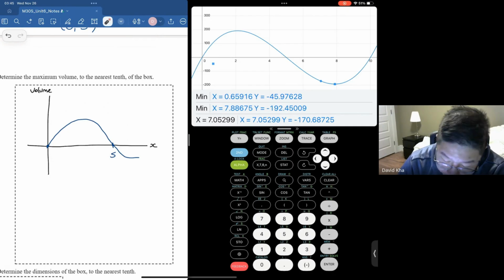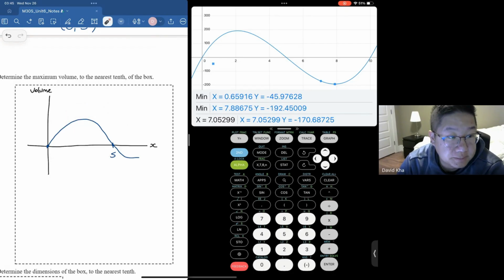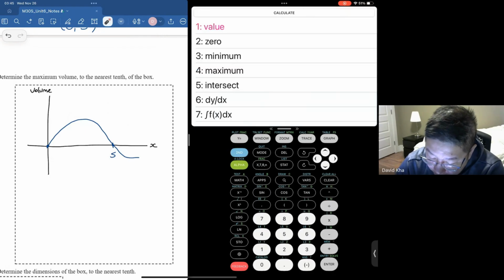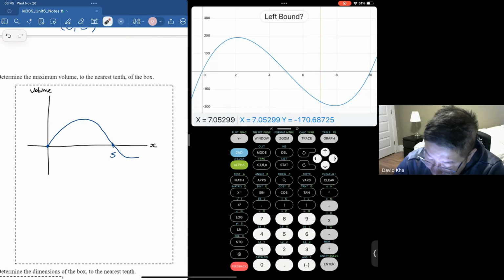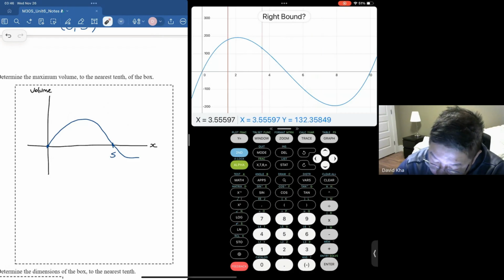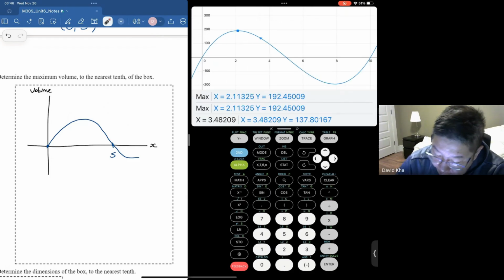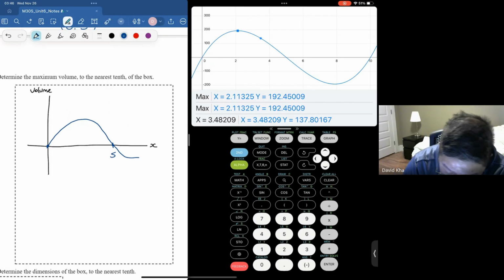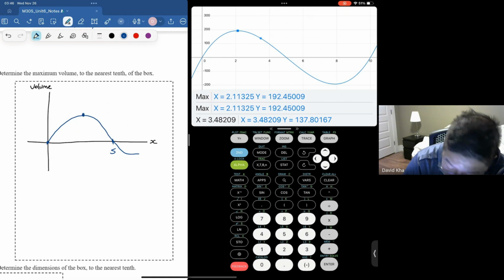If there was a way for us to find the maximum here, then we'd find the maximum volume. So you go 2nd, Calculate, Maximum. Move the cursor over so it's to the left of the maximum, then move the cursor over so that it's to the right of the maximum. It'll tell you the maximum. We'll go on to our graph and draw in the maximum.